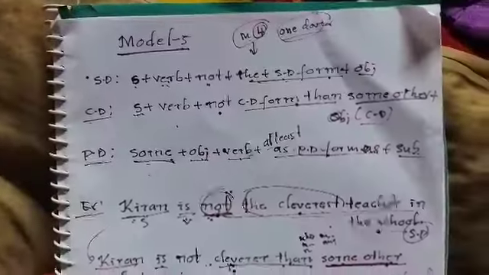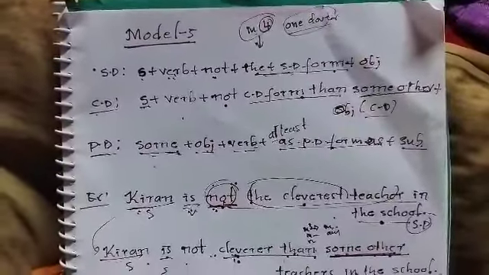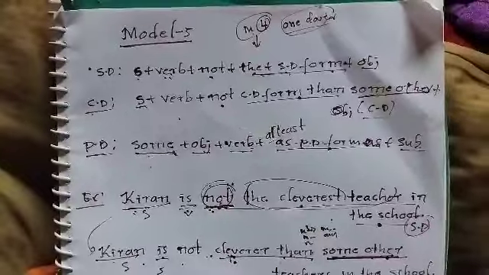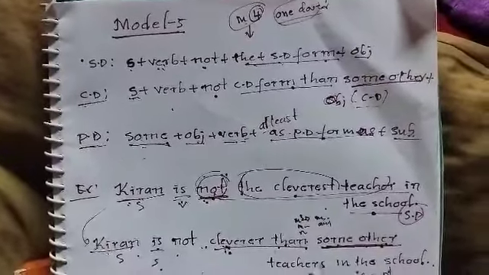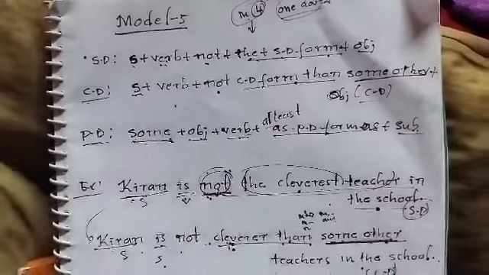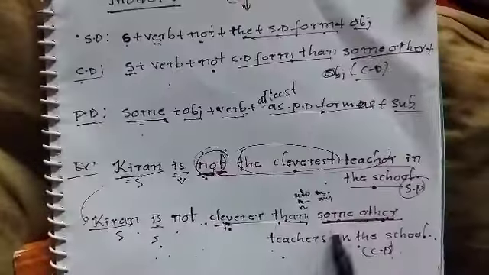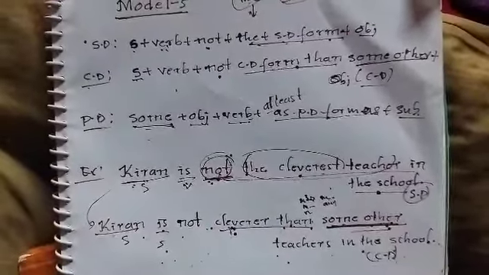Model 4 and model 5 are quite opposite sentences. Model 4, what is the difference? There is no not there, but here not is there. There is any other there, but here some other. There is no other there, here there is some. That is the only difference.